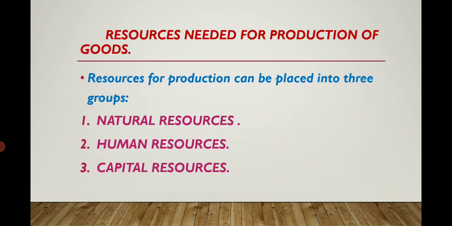Next we will discuss another very important concept, that is resources needed for production of goods. For producing the goods we need different types of resources. So what are those resources? Resources for production can be placed into three groups. Number one, natural resources. Number two, human resources. And number three, capital resources. These three resources are very, very important for the production of goods.